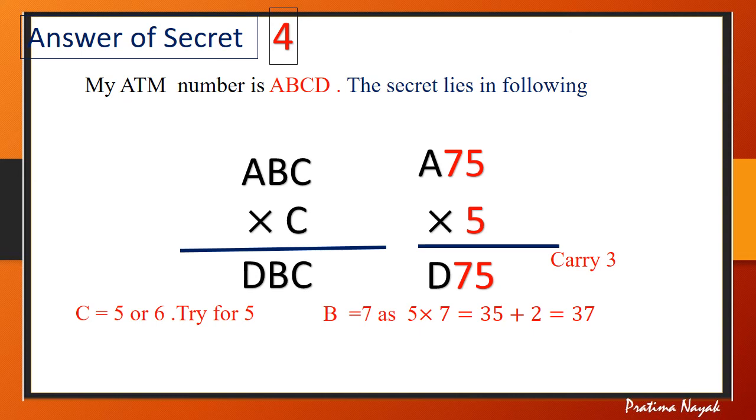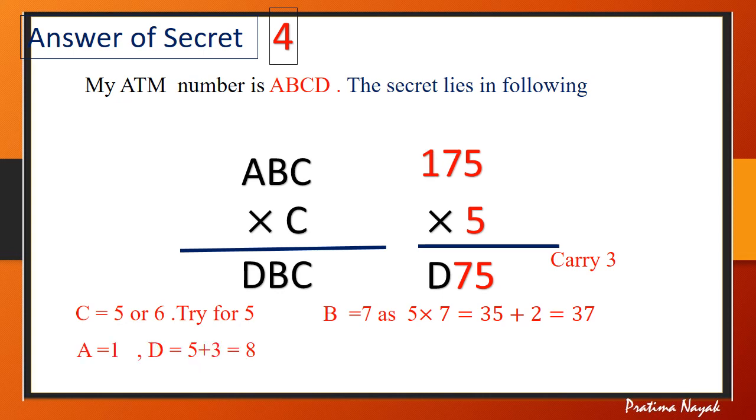A can be only 1, because if it is 2, the multiplication will be a 4-digit number. So A can be only 1. If I multiply by 2, 5 2s are 10, so the result will be a 4-digit number. But here it is a 3-digit number, so it will be only 1. A is 1.